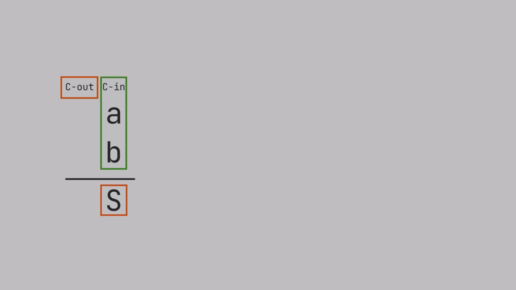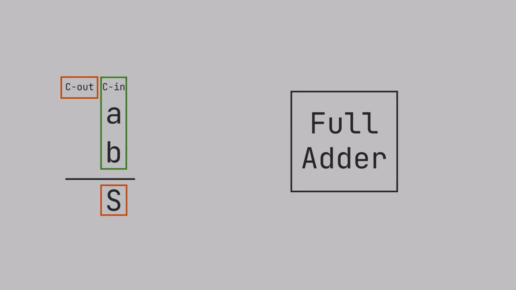So if a computer wants to perform addition of 2 binary numbers, it must have a way to calculate these 2 outputs from these 3 inputs. And this is what it does. Computers have a circuit called a full adder that takes these 3 inputs and calculates these 2 outputs.